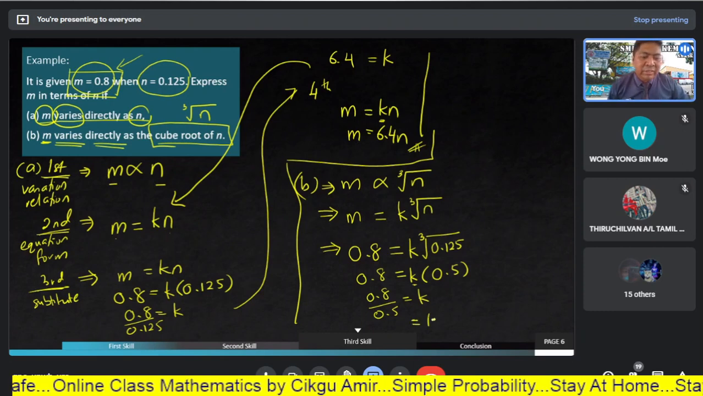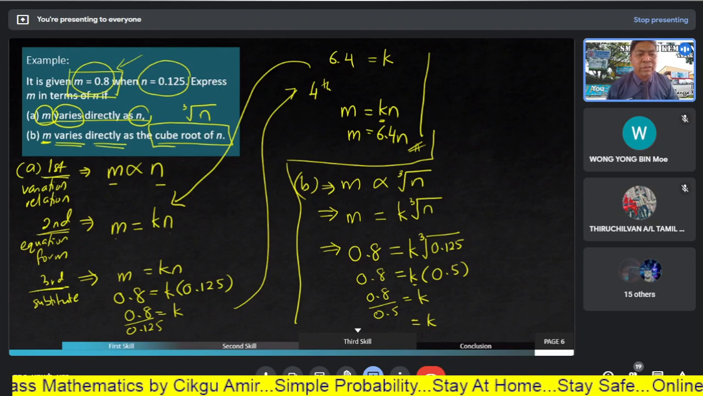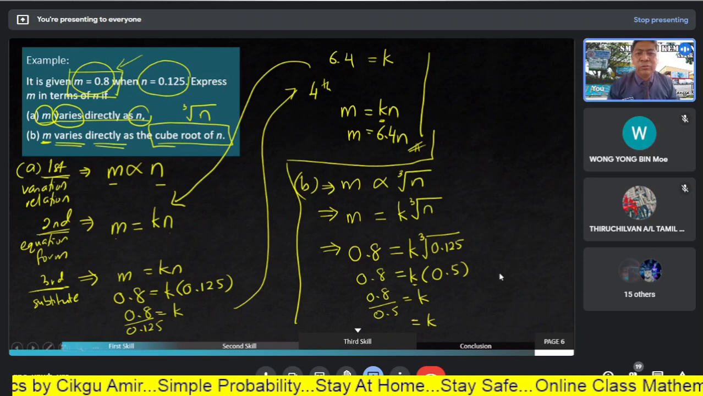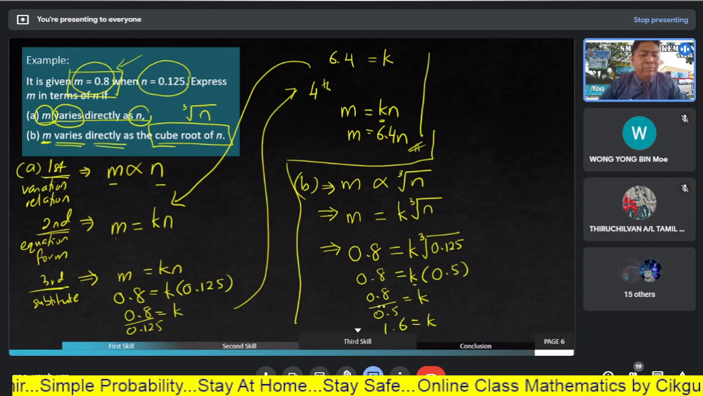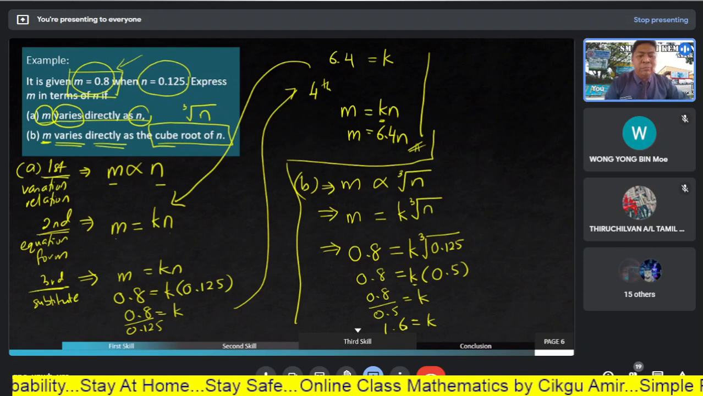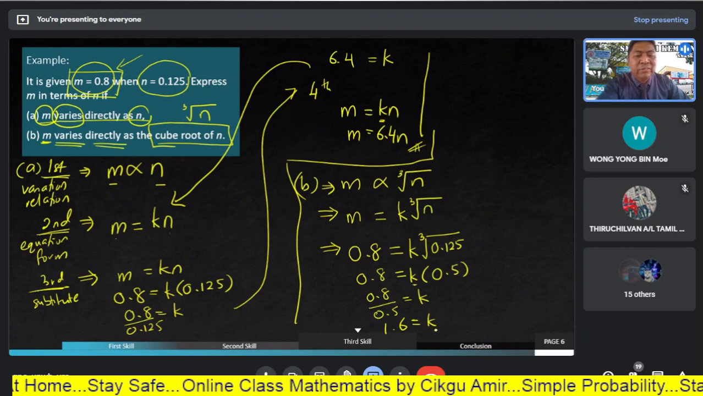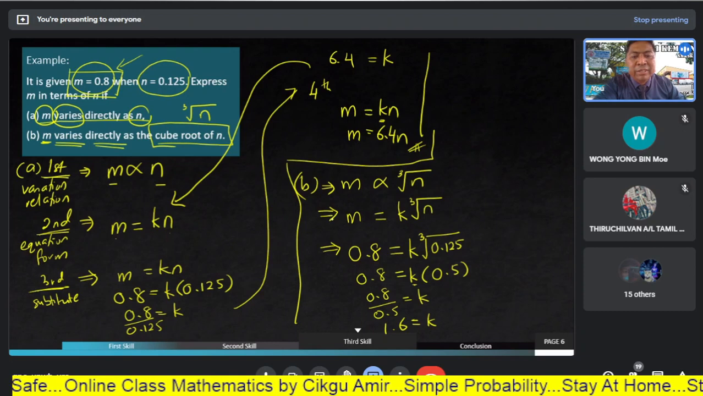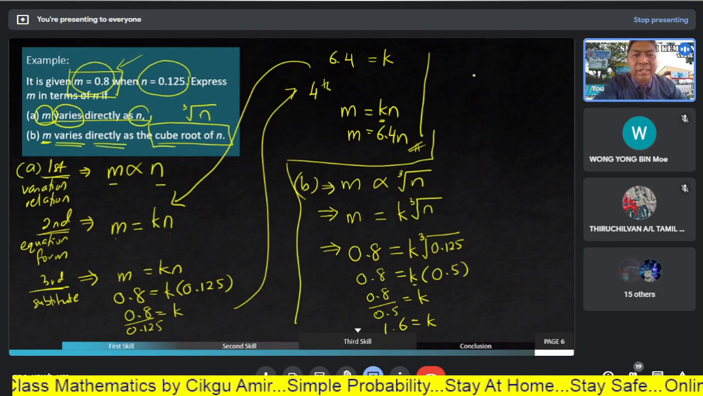Using calculator, 0.8 divided with 0.5, we get 1.6. Okay, 0.8 bahagi dengan 0.5 dapat 1.6. Ini nilai bagi k, pemalah, constant. Sekarang value-nya is 1.6. First step, second step, third step. Okay, fourth step yang terakhir, ini ada tricky sikit.